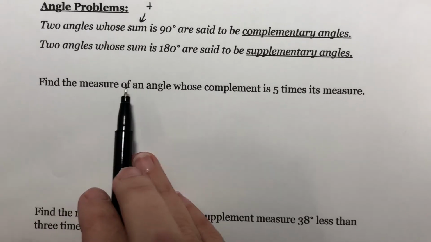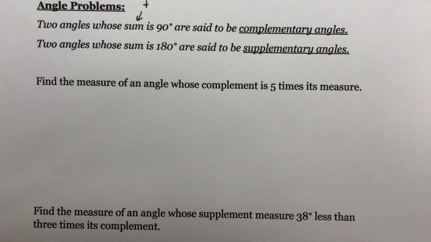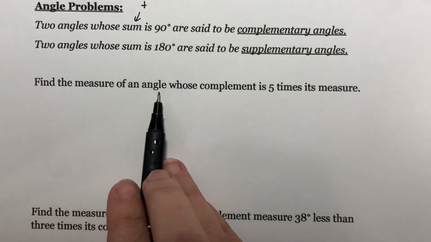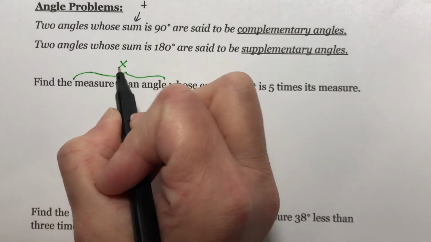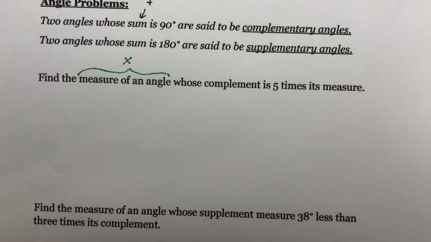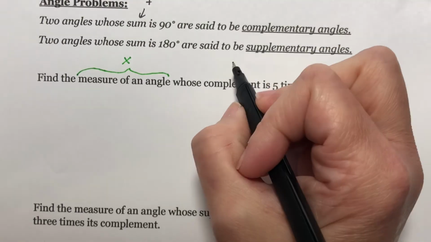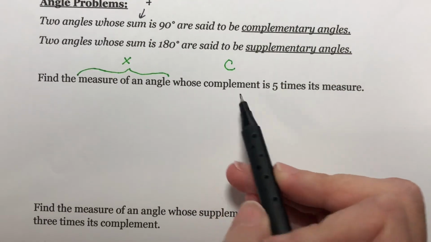Find the measure of an angle whose complement is 5 times its measure. This has a real-world context in it. We're talking about actual angles, but it is also a translation problem. Okay, find the measure of an angle. Let's call this whole thing x. Whatever that original angle is, it is x. Whose complement is, I'm just going to use a C right now for complement so we can set up the pattern. We'll get to this in a second.